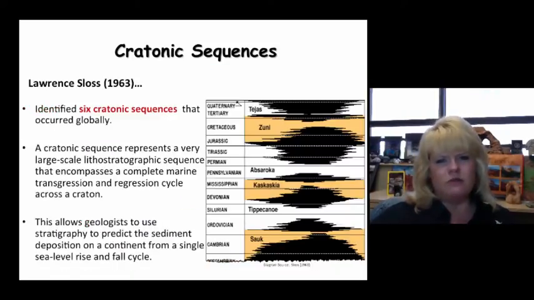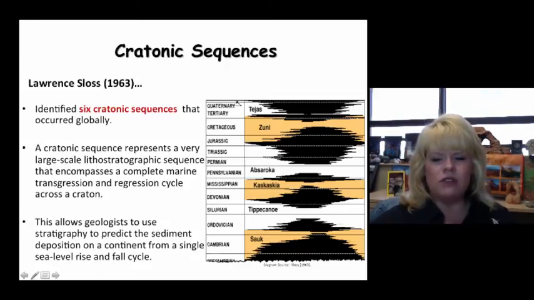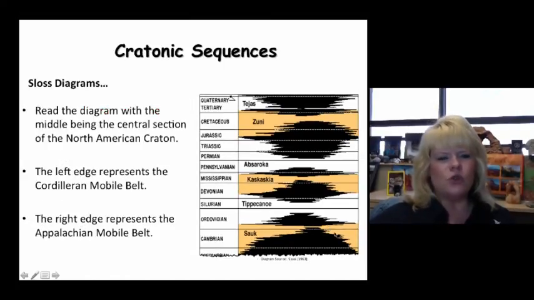So that brings us to Mr. Lawrence Sloss. In 1963, he published work about 6 major transgressive regressive cycles known as cratonic sequences. And a cratonic sequence represents a transgressive regressive cycle separated by a major unconformity. These allow geologists to tell the story of what happened geologically based on the stratigraphic rock record. In other words, the strata that was laid down while these oceans were coming onto the continent and while they were coming off. This diagram is from his literature, and we'll explain what it means here shortly.